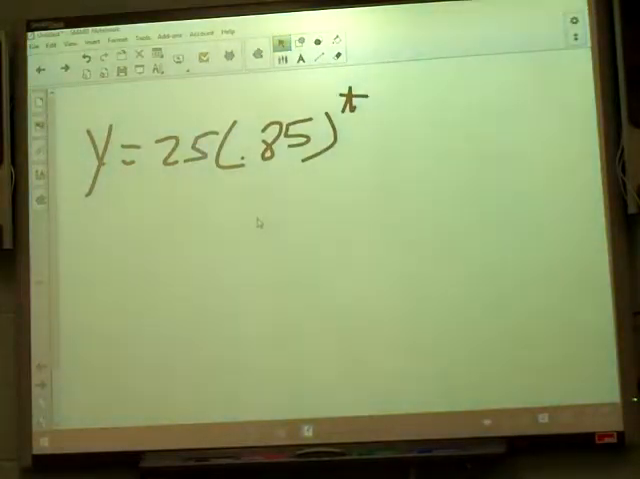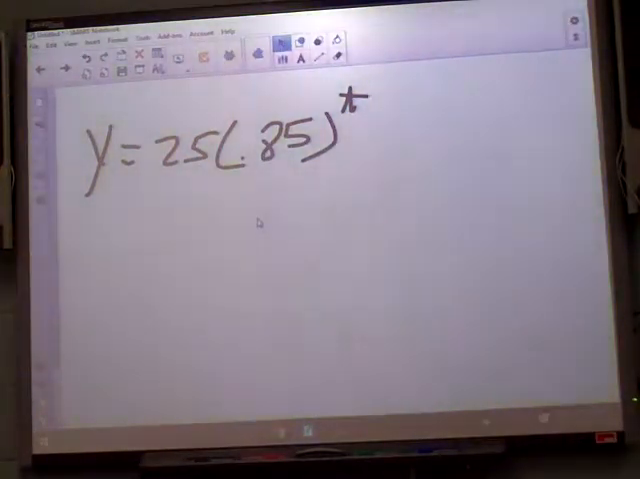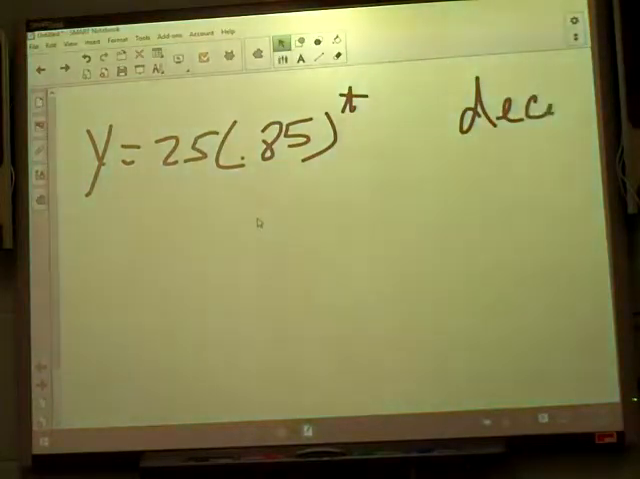Okay, we got decay to start off with. Y'all agree on that? 0.85 is what the exponent's on, right? 0.85 is less than 1. Pretty simple there, so it is a decay.